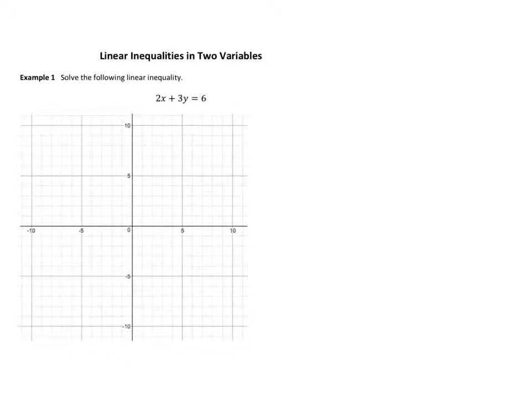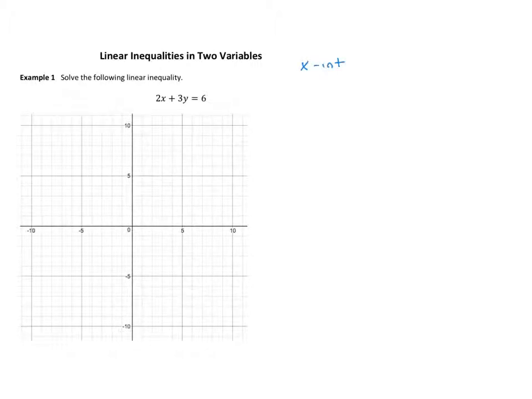Before we focus on solving a linear inequality, I'd like to graph this line, 2x plus 3y is equal to 6. The way this line is written, it's not solved for y, so I'm going to use the x and y intercepts to get the graph of whatever this thing looks like. So I'll start with, let's say, the x-intercept.